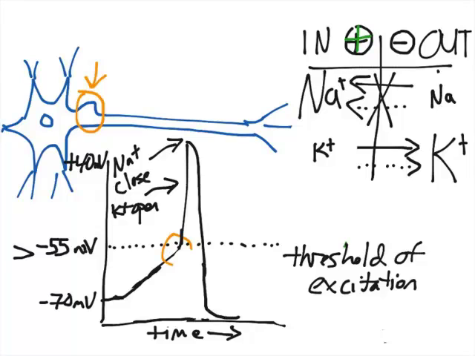It's actually going to, when we look at it, we're going to see something like this. It's going to overshoot negative 70, and then it's going to get back to the resting membrane potential. Now, during this period, we have something called the refractory period.